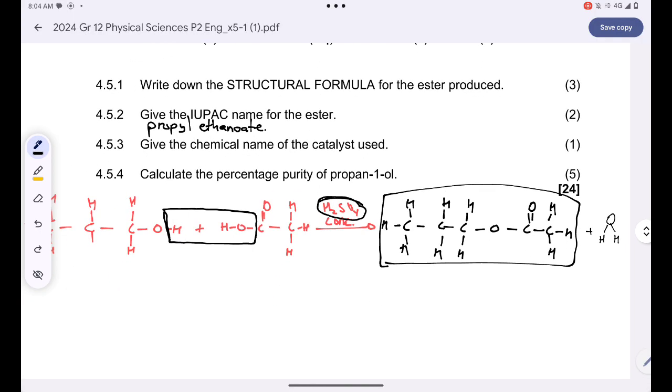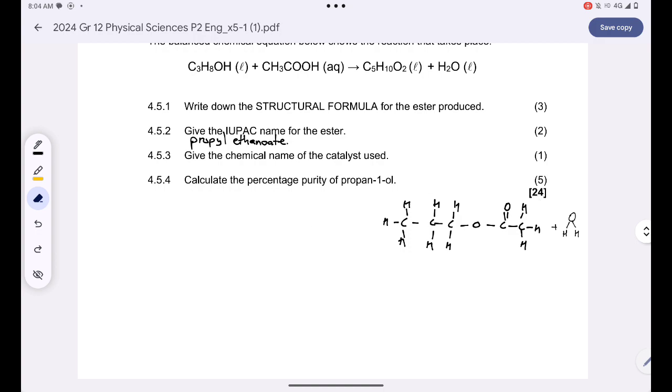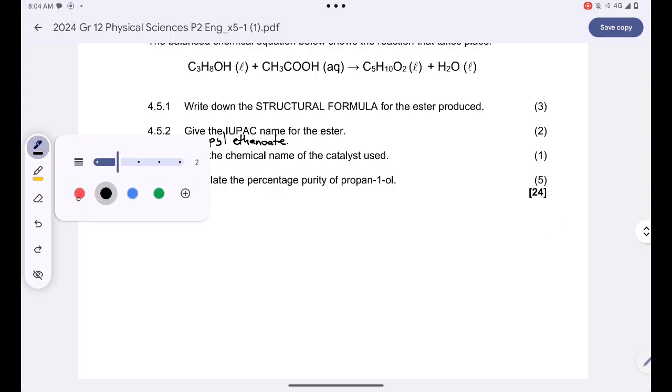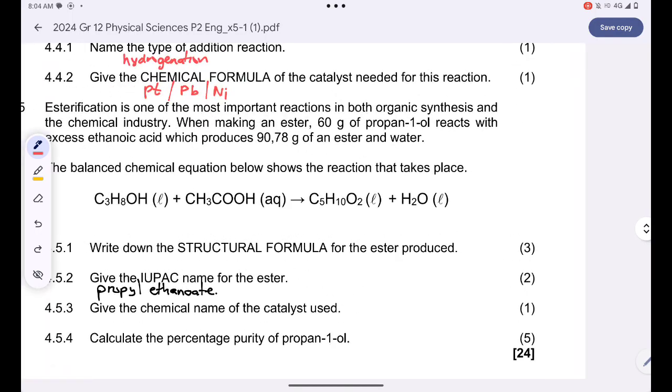Okay, and now they want us to calculate the percentage purity of our propan-1-ol. So this alcohol of ours, guys, was not fully pure, but only the pure part of it will react with the carboxylic acid to form this ester. Are you together? So we are given the mass of our ester. Let me find the molar mass of the ester first, because I will need it.